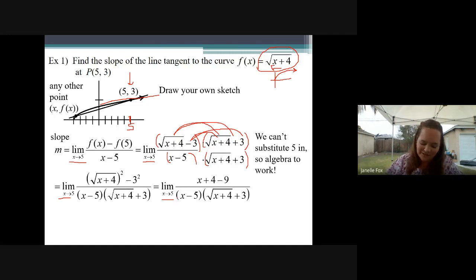I need to know. Oh, you know what Mrs. Fox did? She's so silly. She left off the beginning of the sentence. So you can't leave off the beginning of the sentence, folks. The beginning of the sentence is the limit as x approaches 5.